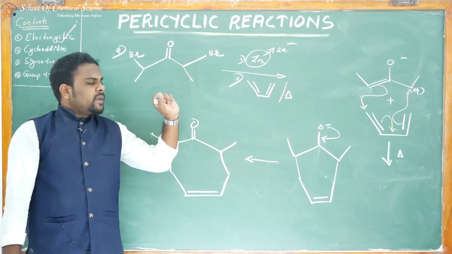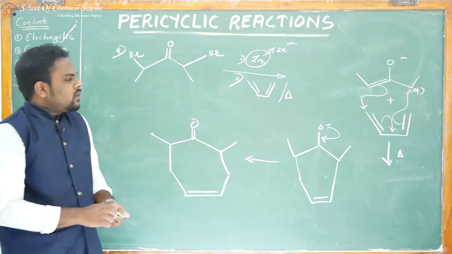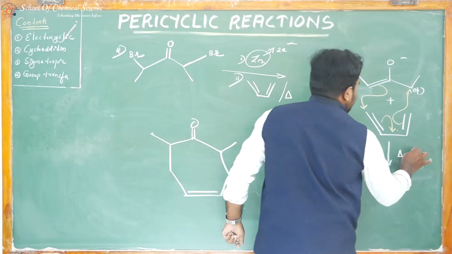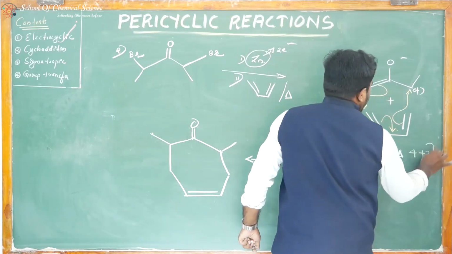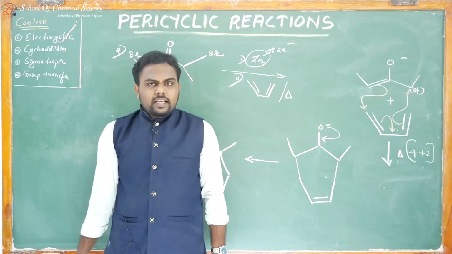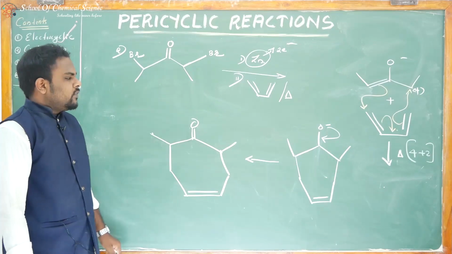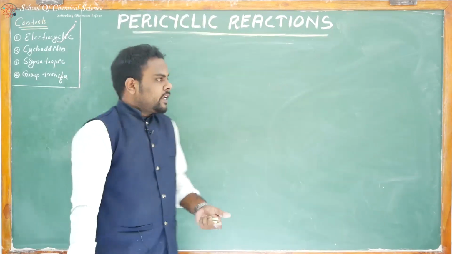So first step, alpha-alpha dihaloketone reacts with the zinc metal followed by a 4 plus 2 cycloaddition reaction with the allyl cation. So in this question, the allyl cation is not directly given. Instead, the condition for the formation of allyl cation is given. Okay, the next question.